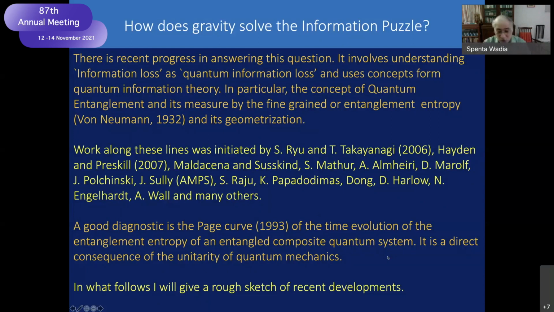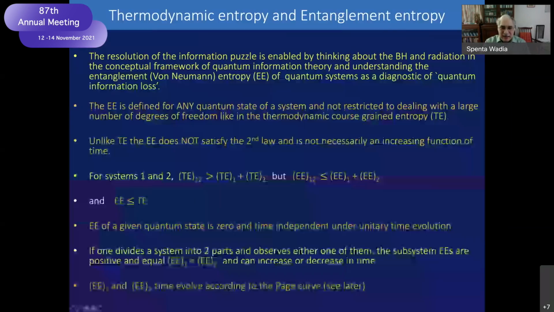Page curve, because Don Page, a student of Stephen Hawking, invented this type of construction: the time evolution of the entanglement entropy, which I will discuss and define, of an entangled composite system. The entangled composite system, like the black hole radiation system, should satisfy the Page curve. It means its entanglement entropy should evolve in time in accordance with Page's curve, which is the direct consequence of the unitarity of quantum mechanics. In what follows, I will give a very rough sketch of this recent development. It's a little dense, but I have written down everything so that if you see the slides later, you might be able to catch up.